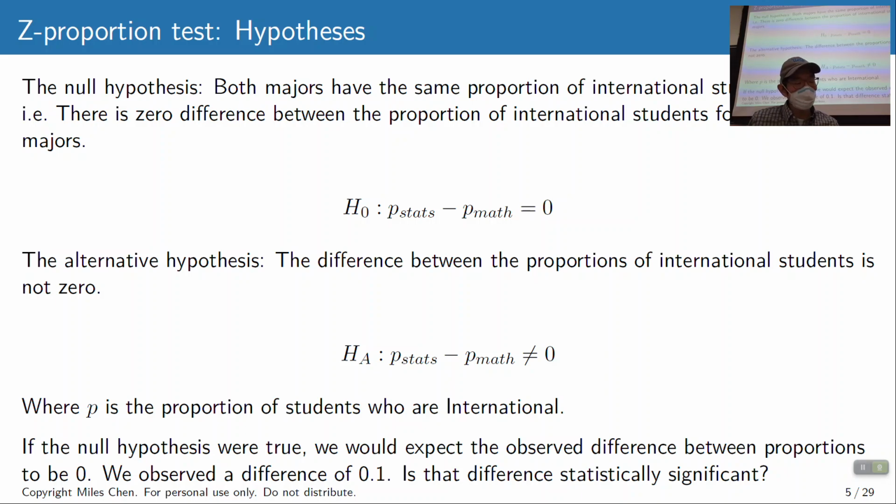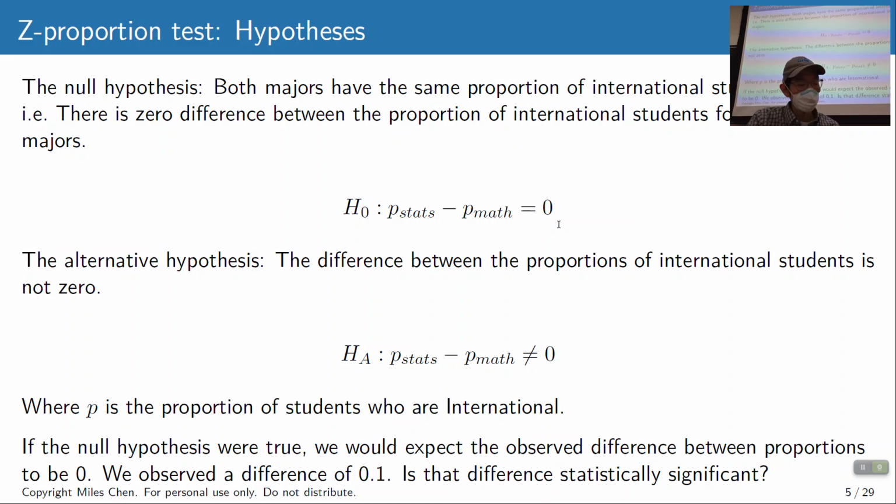The null hypothesis, at least the way we phrased our question, where we said, is there a difference in the proportion of students who are international? Our null hypothesis would be that there is no difference, that the proportion of students who are international is the same for stats majors as it is for applied math majors. We would express this as the proportion of international students for stats minus the proportion of international students for math. That difference is 0, that there's no difference between these 2 proportions.